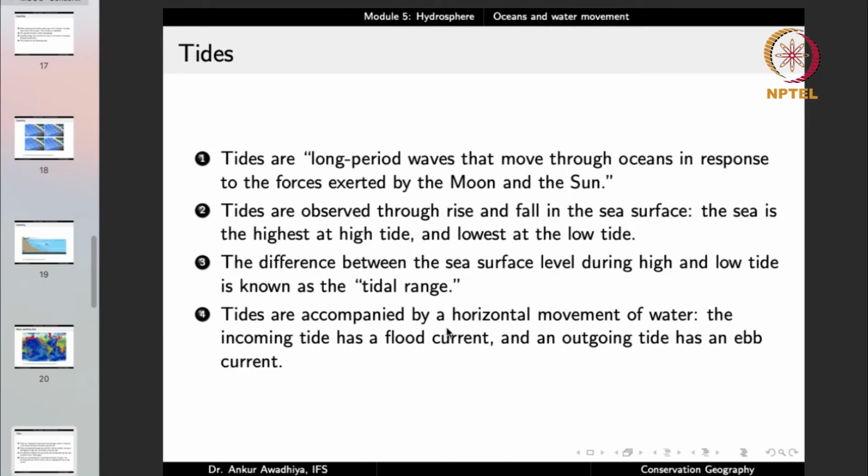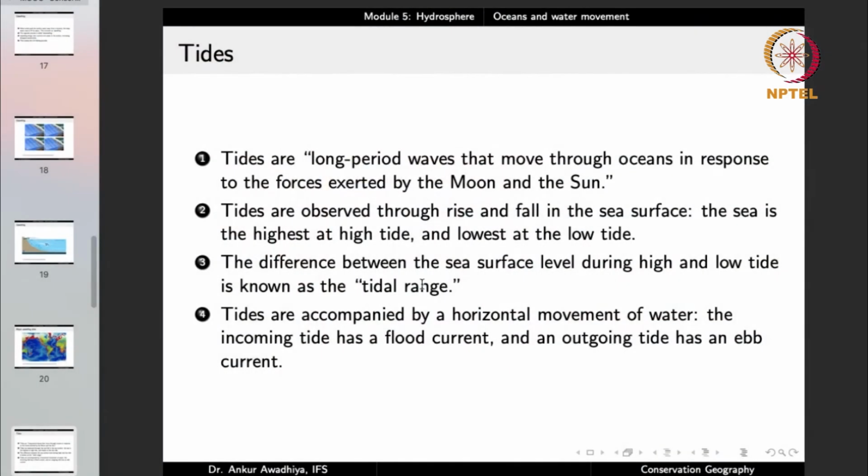Yet another movement is tides. Tides are long period waves that move through the oceans in response to the forces exerted by the moon and the sun. So just like waves, the tides are also waves, but they are long period waves. They are slow. They have very long time periods. They are observed through rise and fall in the sea surface. The sea is the highest at high tide and it is the lowest at the low tide. The difference between the sea surface level during high tide and low tide is known as the tidal range.